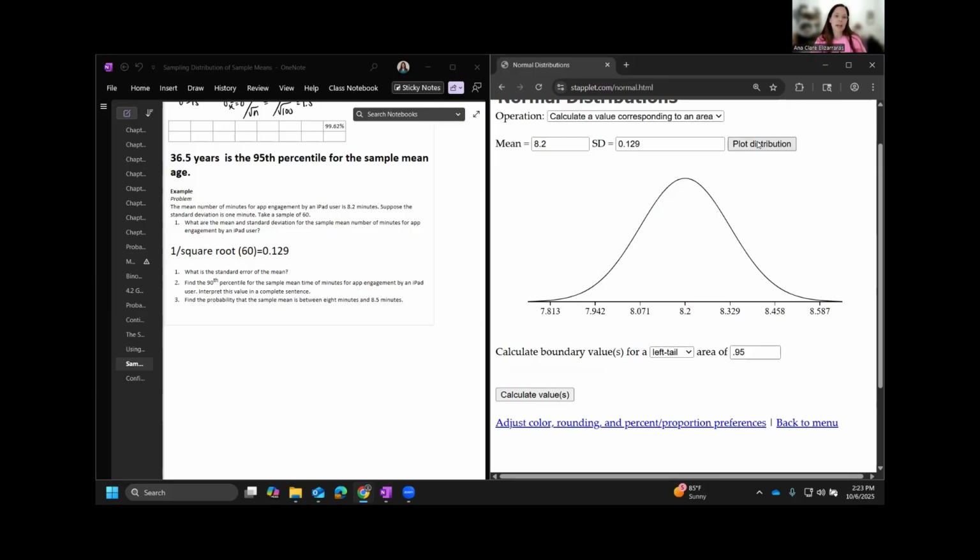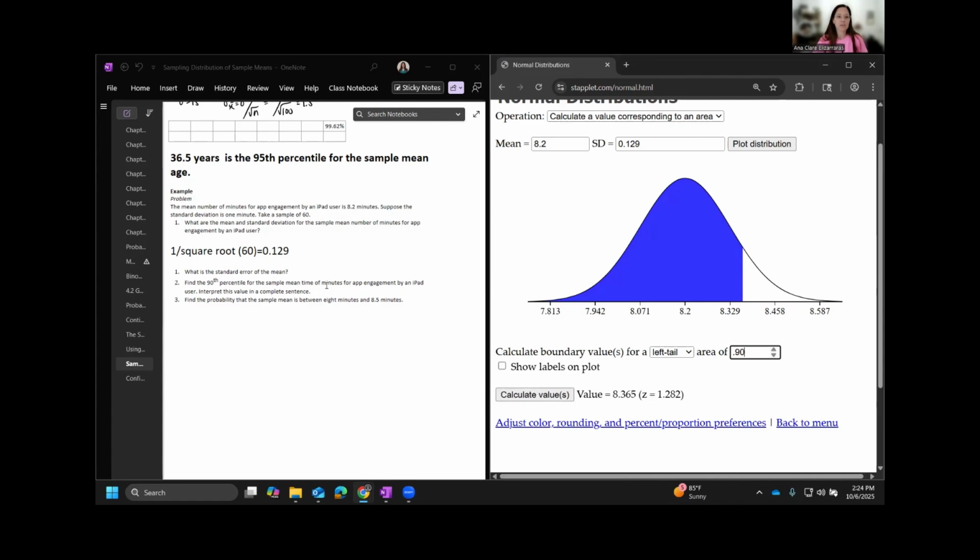What is the standard error of the mean? So what is this standard deviation? It's 0.129. Whenever we adjust and use the sample data, we're calling that a standard error. Now I want to find the 90th percentile. Well, I'm actually already in the right screen. So 90th percentile means I just change this from 95 to 90. And that value is 8.365.